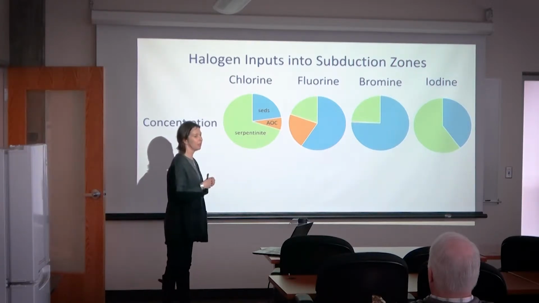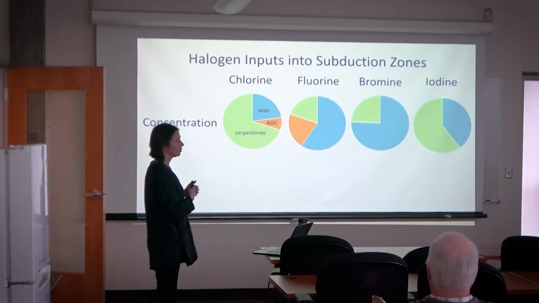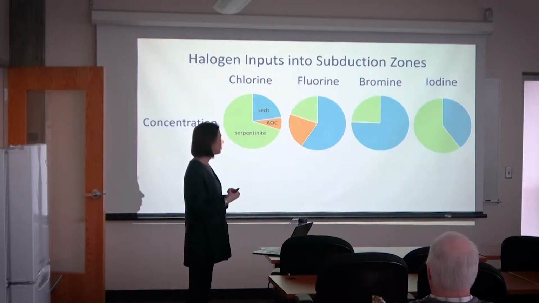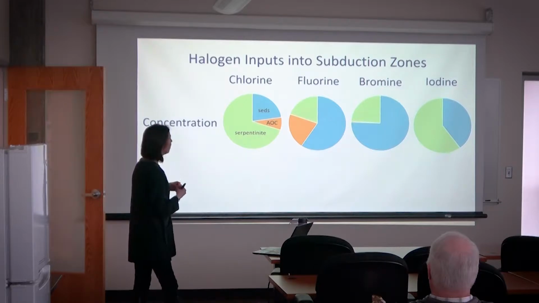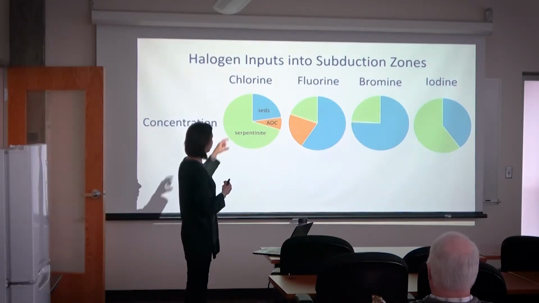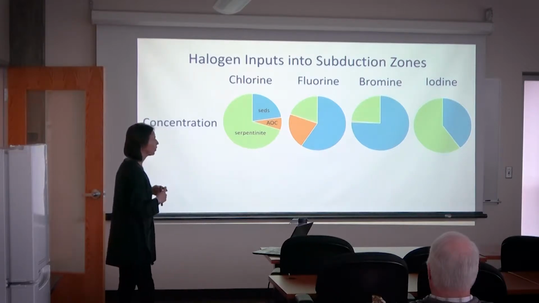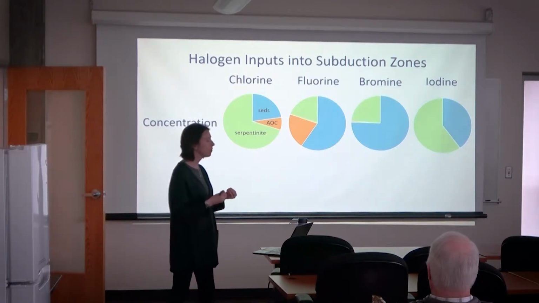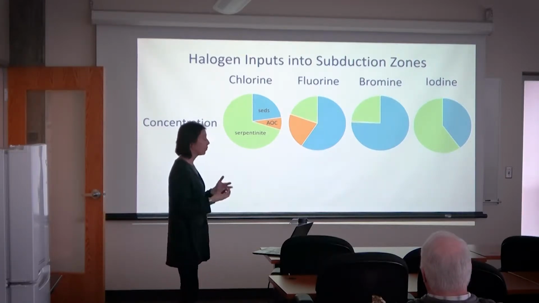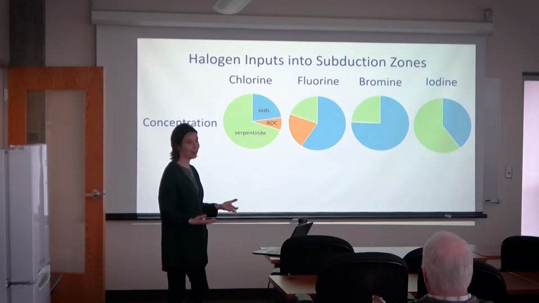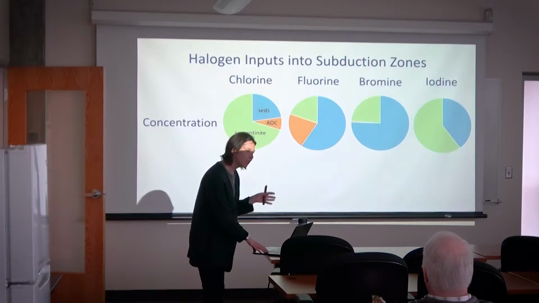Serpentinite, on average, has about 1,000 ppm chlorine in it. There's also some in altered oceanic crust, primarily locked up in amphiboles, and some goes into sediments. There's more fluorine in sediments, but you can also get some in altered oceanic crust and serpentinites. Sediments are a large host of bromine and iodine, primarily in organic matter. And it's recently been shown that serpentinites can be a pretty large reservoir of iodine. So that's just in terms of concentrations.